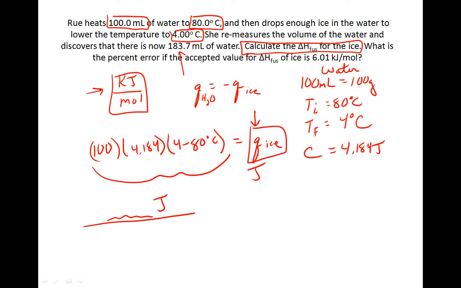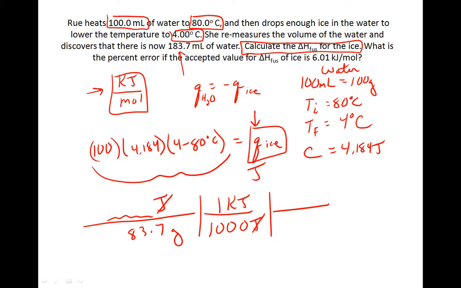And since the volume went up, remember yesterday in the lab that we did, the volume went up a certain amount, and we assumed that that was how much ice had melted. So my grams of ice that melted are going to be 83.7 grams. So now I've got some number of joules per gram of ice that melted. But remember that I want to go to kilojoules per mole. So I've got to translate my joules into kilojoules. We use dimensional analysis for that. That gets rid of the joules.